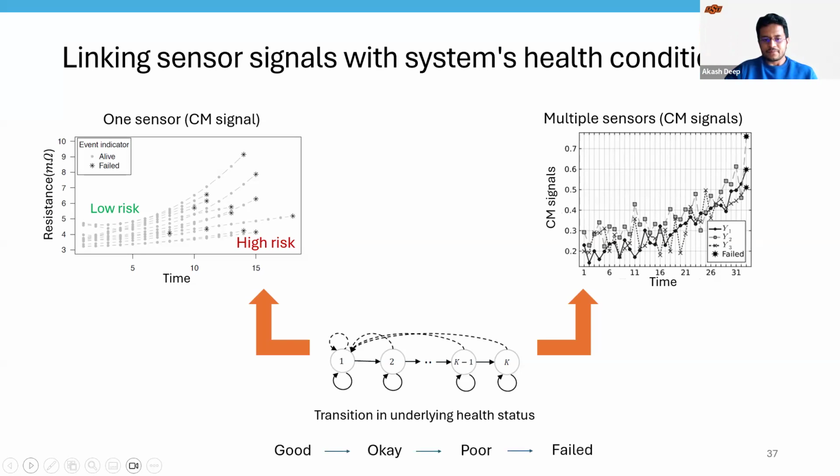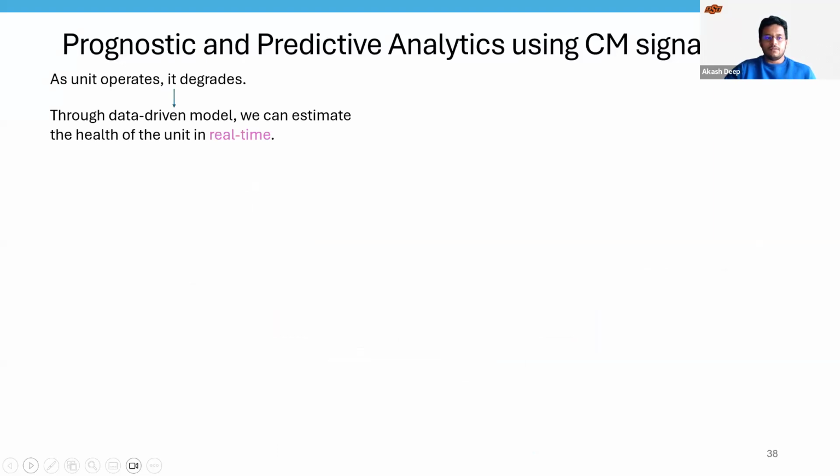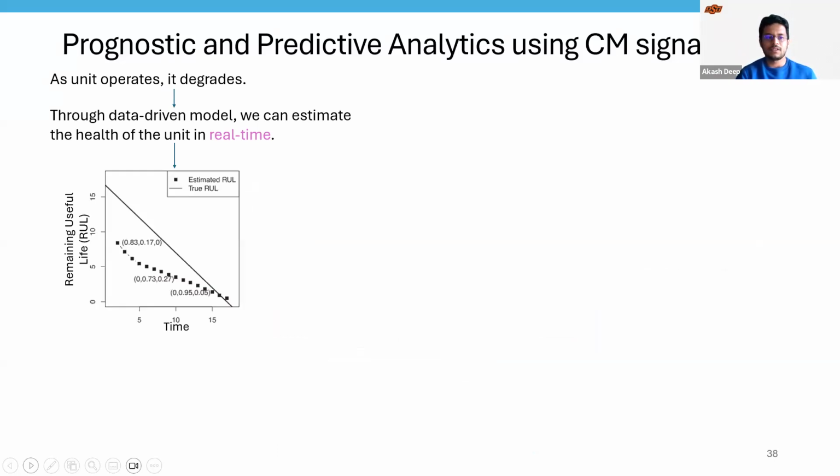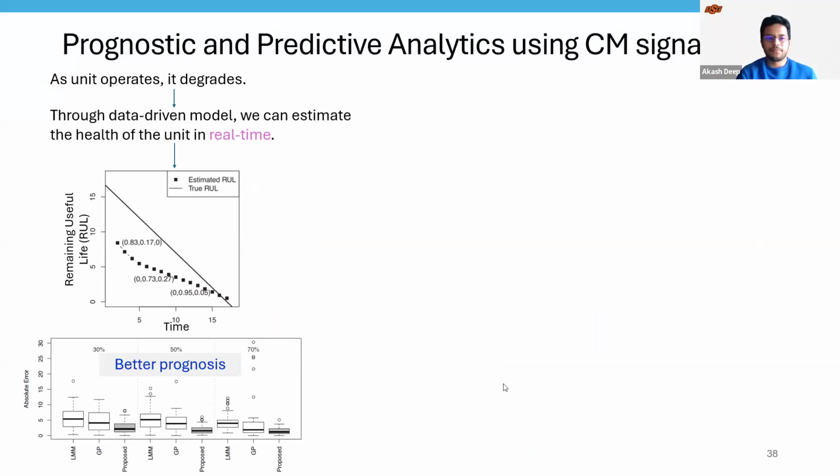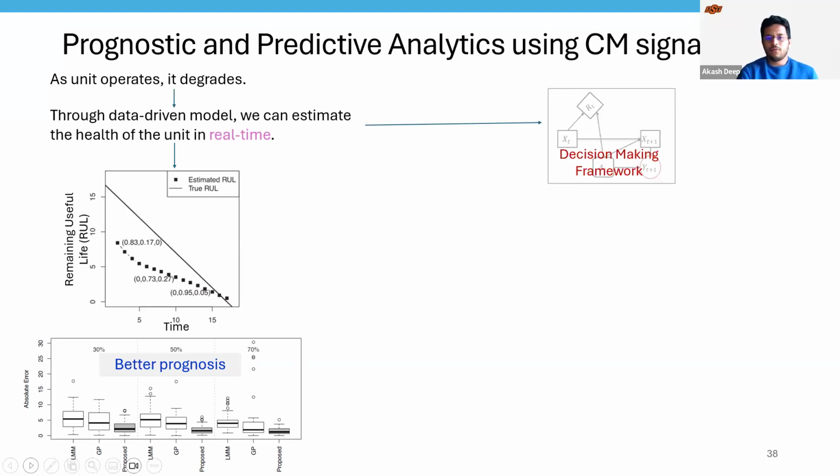Can we go next? Okay, we can just go to the next slide. Once we have that model, and the idea that as the unit operates and time goes by it degrades, we can make a prediction of what's going to happen in the future using continuous signals. What you see here is a plot predicting the remaining useful life, which is basically the time to next failure, as the unit operates in a very dynamic sense. We have some models to show that these are far better at predicting when the failure will happen. And once we have predictions, the next idea is, how do we take decisions?